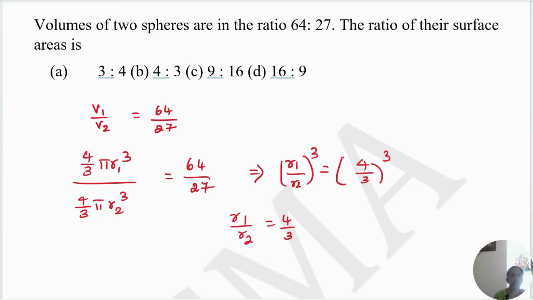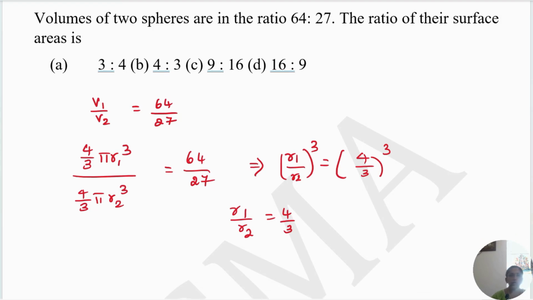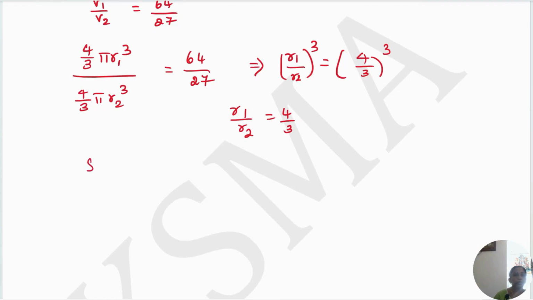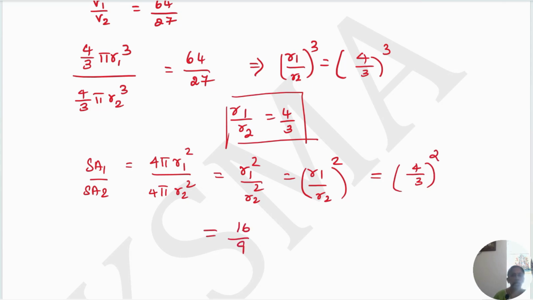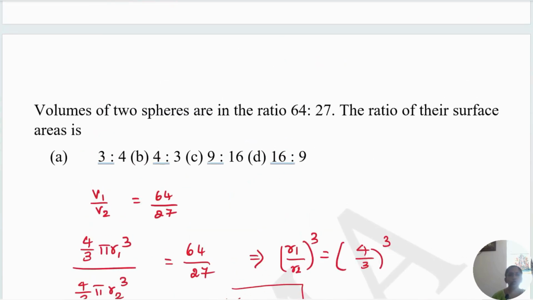But our question is, we have to find the surface area. Ratio of the surface area we have to calculate. So in this case, surface area 1 to surface area 2. Our formula is 4 pi r square. So 4 pi r1 square divided by 4 pi r2 square. So the common terms will get cancelled. So r1 square by r2 square, or we can write like this, whole square. And we know the value of r1 by r2 is equal to 4 by 3 already. So use that value. So 4 by 3 to the power 2. So 16 divided by 9. So our answer is 16:9.